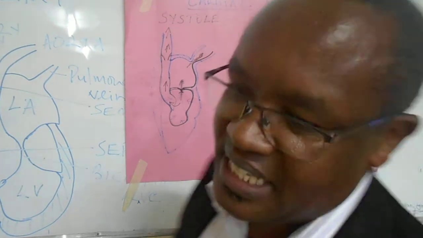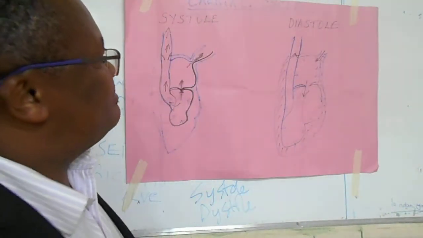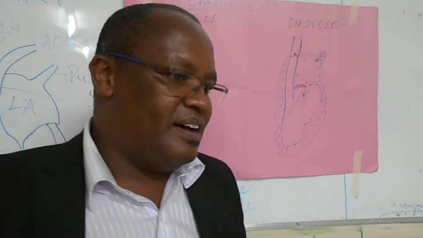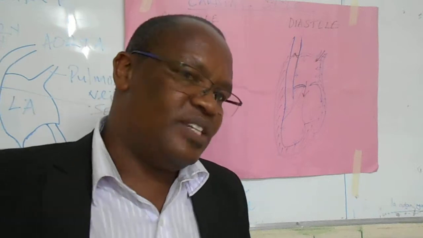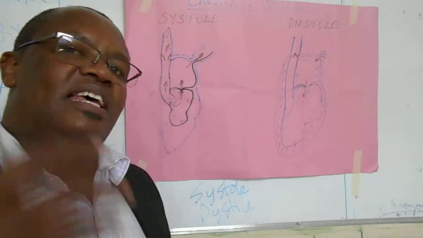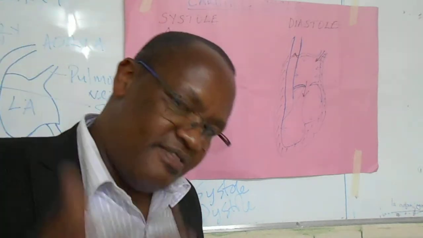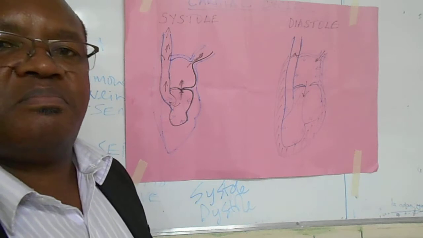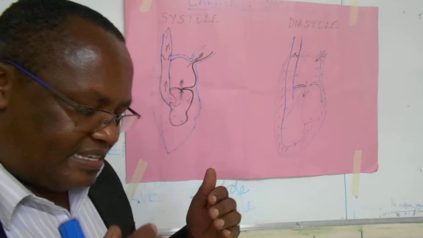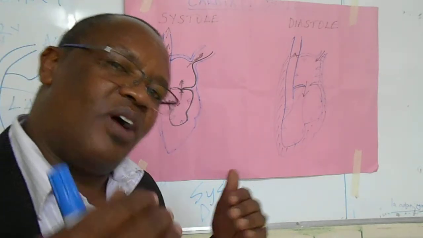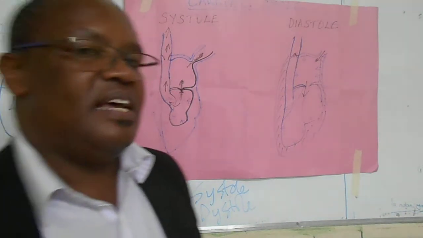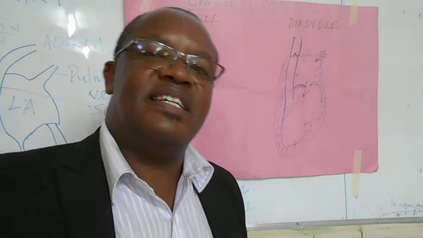Let's now think about the diastole. This is diastole here. Now, it is during diastole that the blood flows from the auricles to the ventricles. I want us to think about the series of activities that occur during diastole. Event number 1.